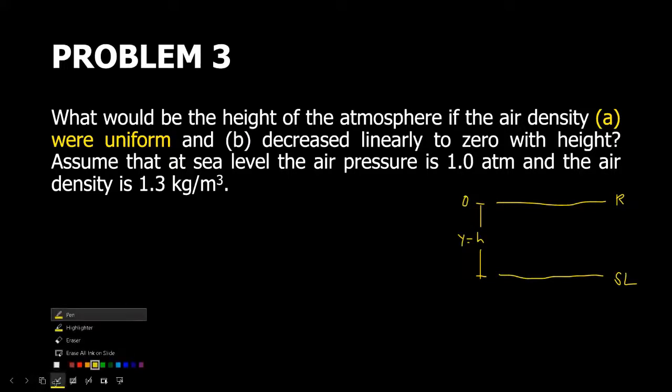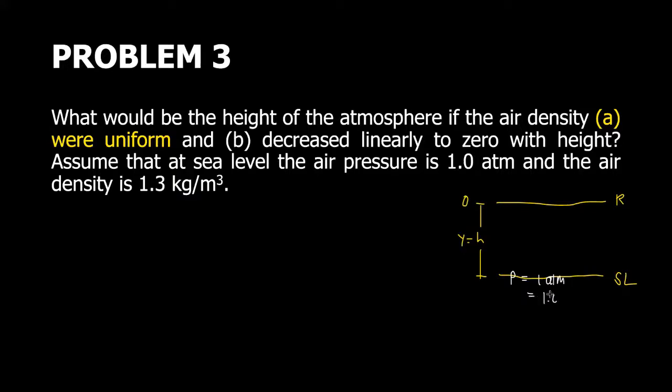So we have initial pressure. So ang pressure dito will be equal to 1 atmosphere, which is equal to 1.01 times 10 raised to 5 pascals. Whereas here, pressure at the roof of the atmosphere is 0 atmosphere. That's also equal to 0 pascals. So we are finding the height when it is uniform. So we can just use the usual formula.